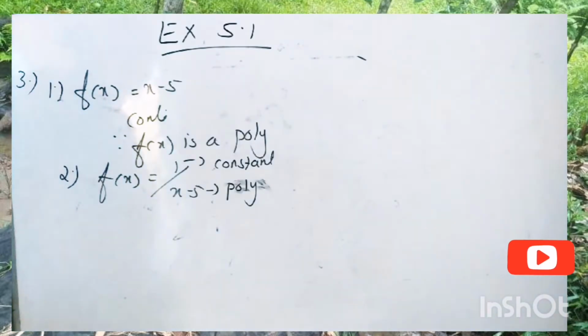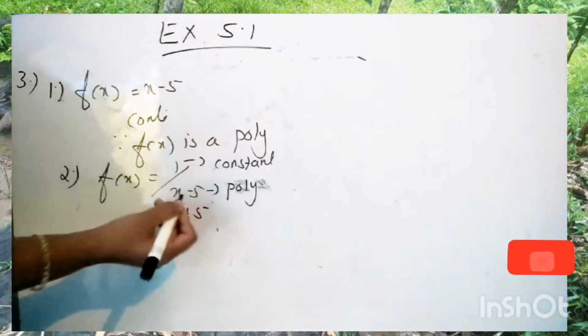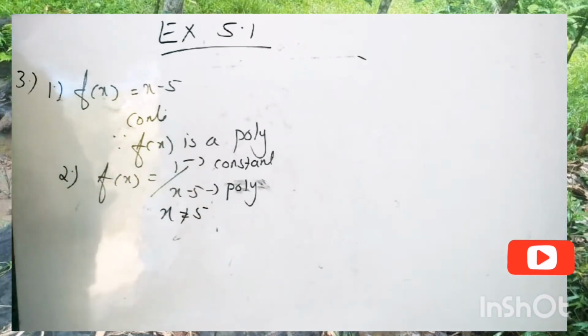So f of x is equal to 1 divided by x minus 5 is a quotient function or rational function of two polynomials. So f of x is continuous at all values of x provided x not equal to 5. If x is equal to 5, this becomes not defined.